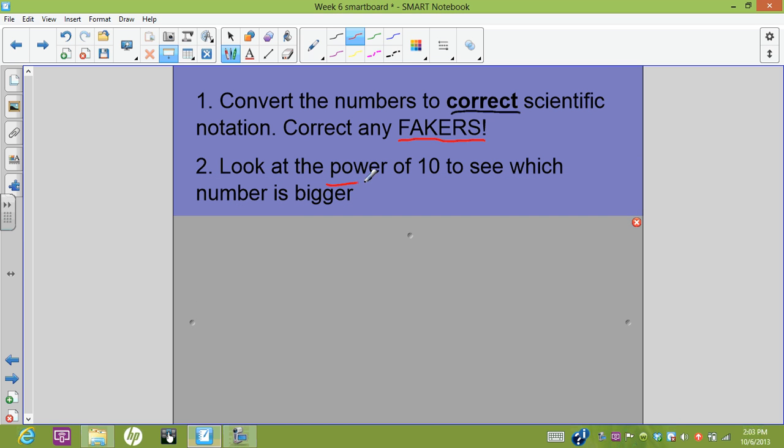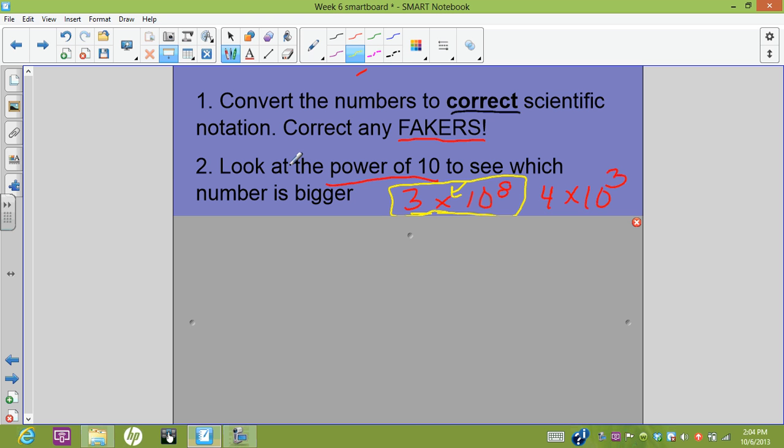Next, we are going to look at the power of 10 to see which number is bigger. If I have 3 times 10 to the 8th power and 4 times 10 to the 3rd power, I am going to very quickly be able to see that 3 times 10 to the 8th is a bigger number because 10 to the 8th, my gosh, that's huge. That's a 1 with 8 zeros after it. Well, 10 to the 3rd is only a 1 with 3 zeros after it. So clearly, this number is going to be bigger if you were to put it into standard notation.